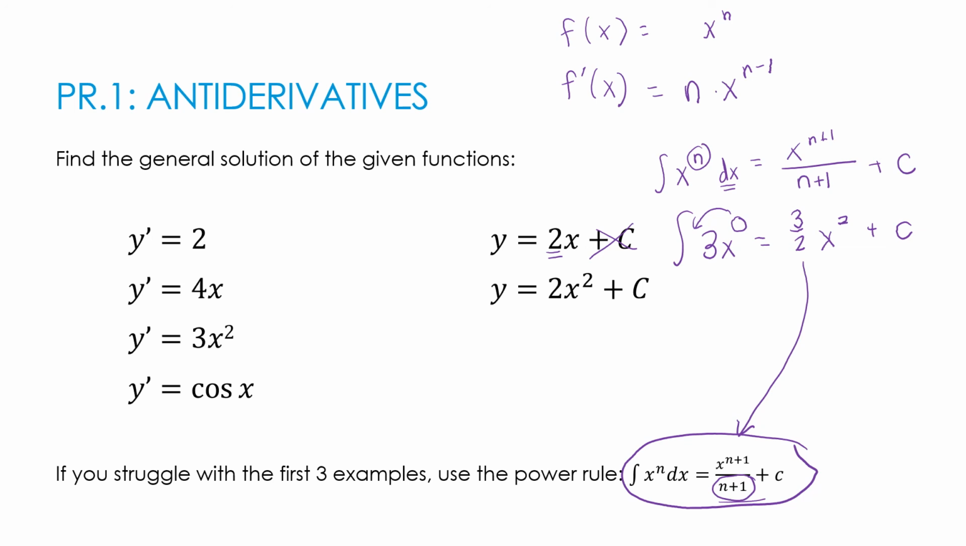Next, for x, if I already had an x, I had to increase by 1, so it was x to the first, I increased it, and then I took 4 divided by 2 to get the 2. The next one, this is a 2, which means I'm going to make it a 3, and then I need to divide by 3, so that gives me x cubed plus c. Then of course the last one I can't use the power rule on, I just have to know my derivatives. So I'm asking what did I start with that has a derivative of cosine of x, and hopefully you know that's sine of x plus c.